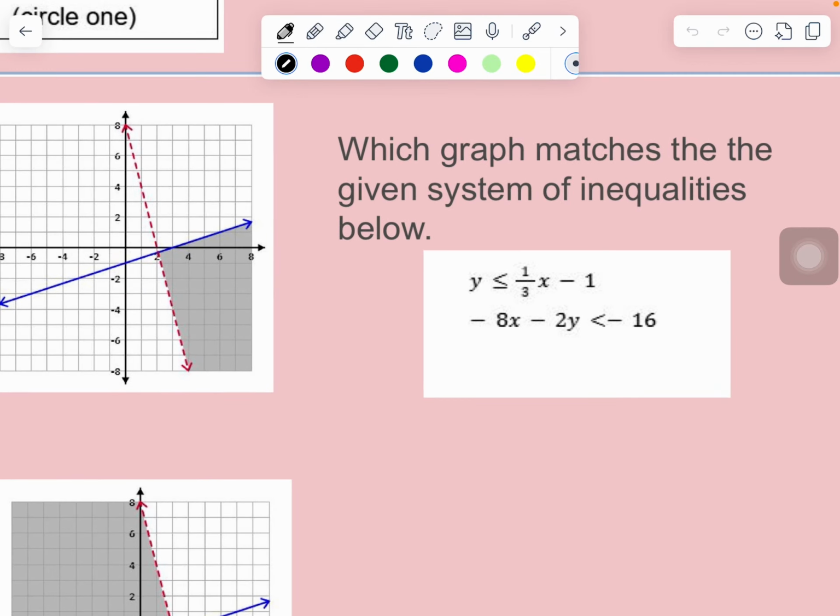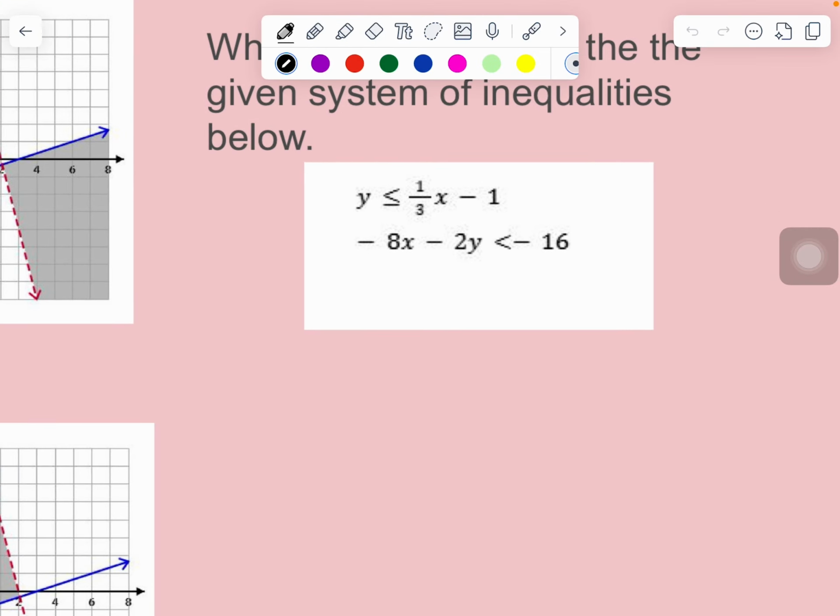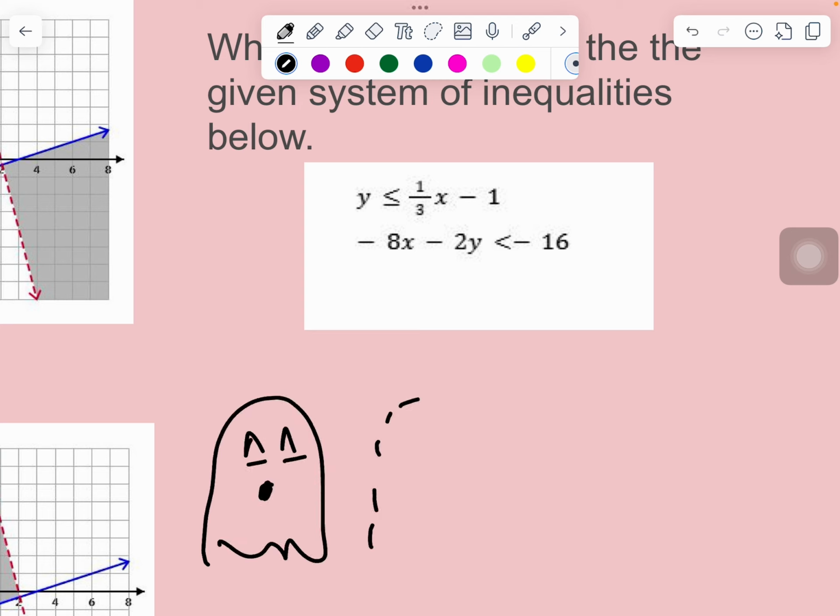Inequality wants us to match this system to the graph. So we're going to need to use our ghost. I know that one of the ghosts has lines under his eyes. That's Mr. Phil. The other ghost does not. And so that tells us if it's solid or dashed. Then we also need to use the up, down, which is this and this. That tells us if it's up or down.